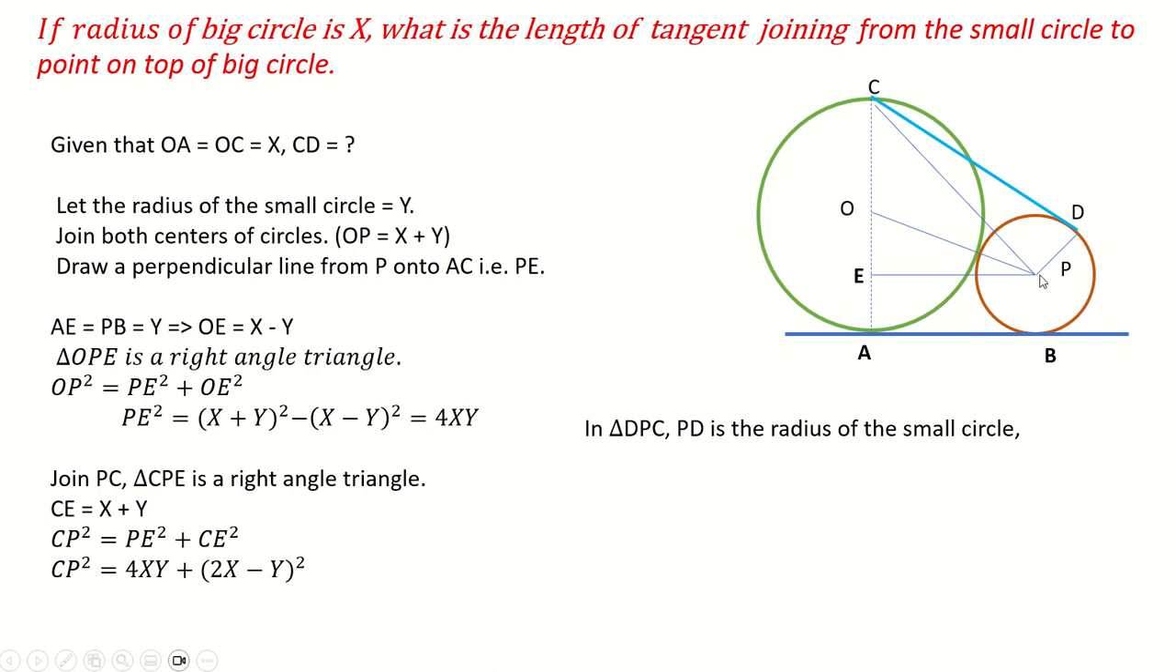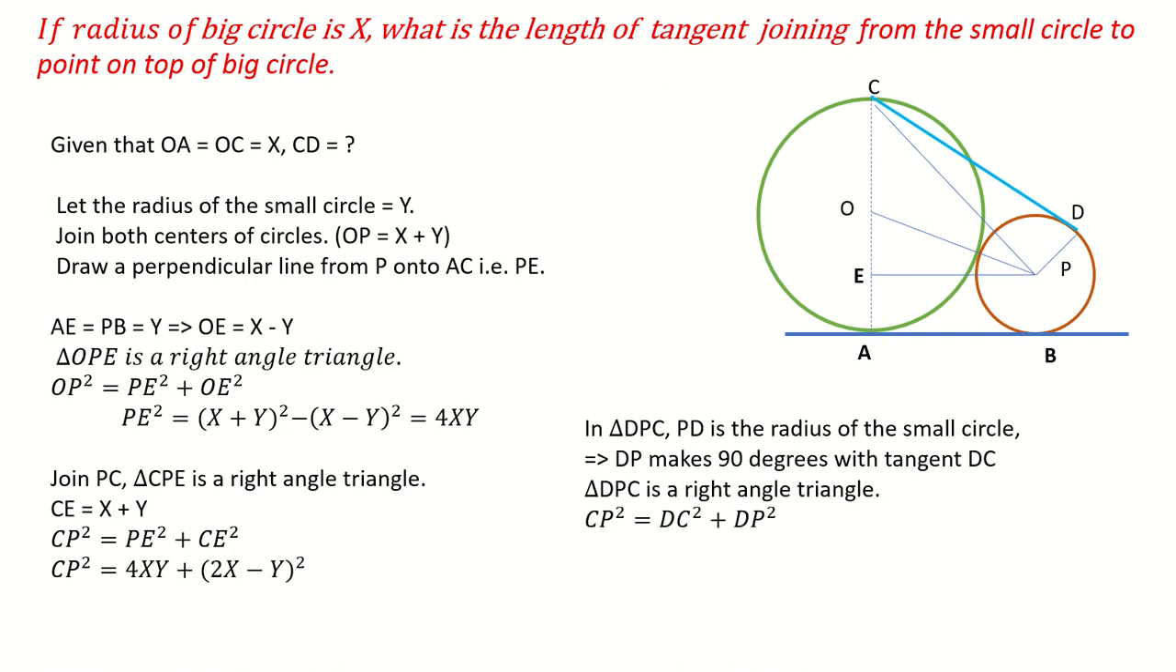Now there is another right angle triangle here, CDP. Why is it a right angle triangle? Because PD is the radius and DC is tangential to the circle at point D. So this radius will make 90 degrees with the tangent, right? So this is the 90 degrees at D. So PDC is also a right angle triangle. DP makes 90 degrees with tangent DC.